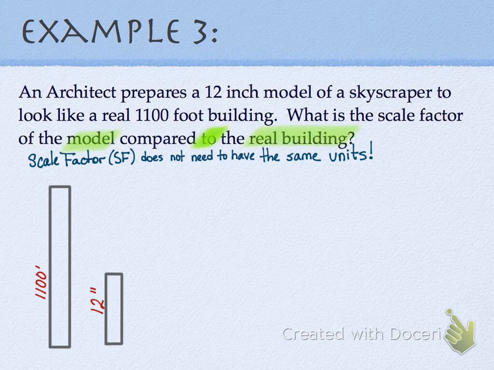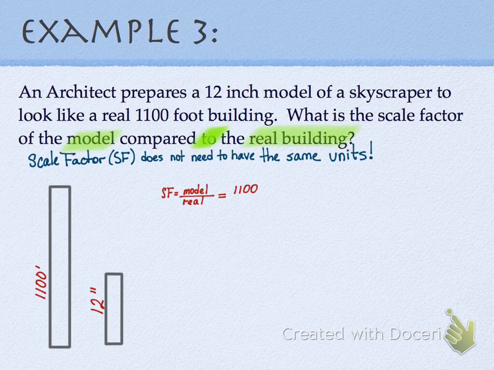So I drew some pictures, and you know I'm big on pictures, so draw the pictures. And then I looked to see if I could find something that told me about the ratio. And it does. Here's that word "to" right here. That usually signals it's a ratio. And it says do the model to the real building. So that's the ratio we're going to write.